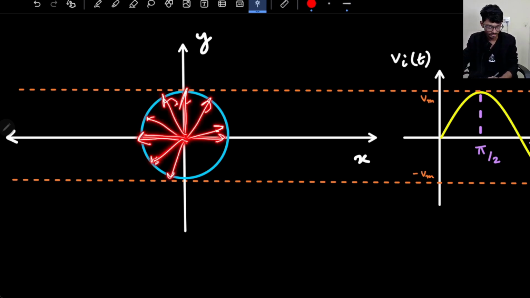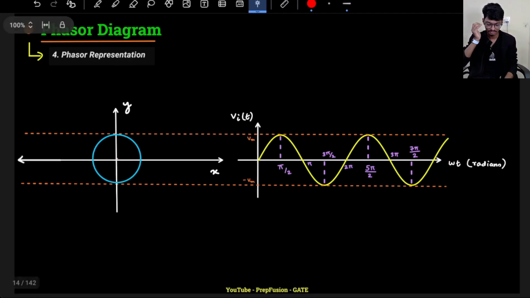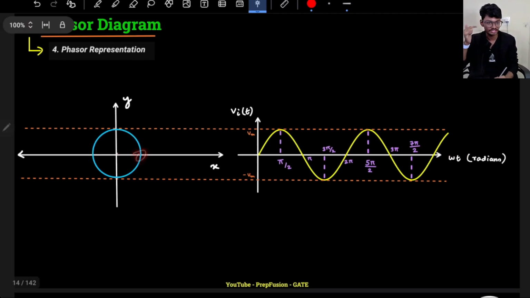This will be somewhat more than 180, like 200. Again I will come here, that is 270. This will be more than 270, like 300. And ultimately if I rotate a full circle, what is the angle? It is 360 degrees. So with angles, if you add or subtract 360, you reach back the same place.